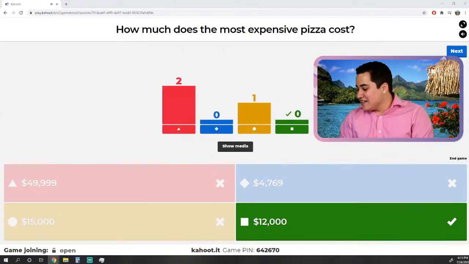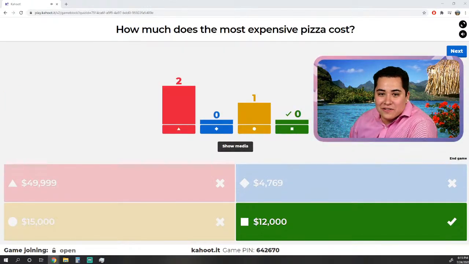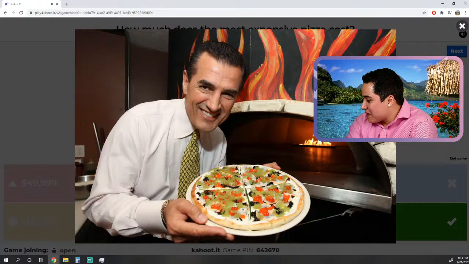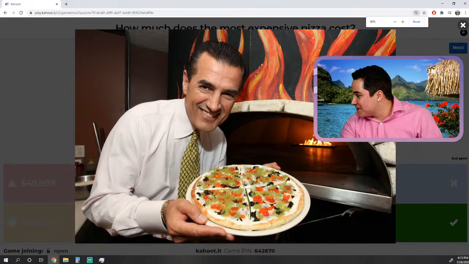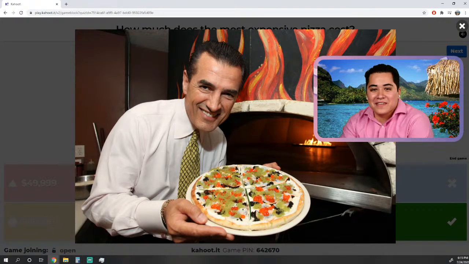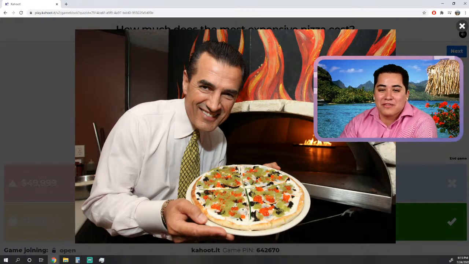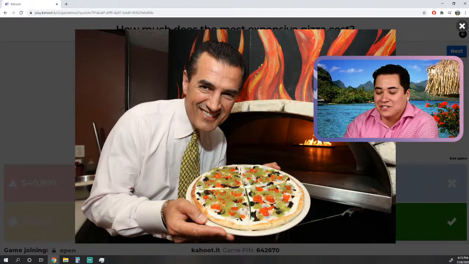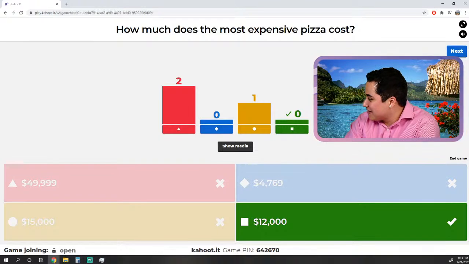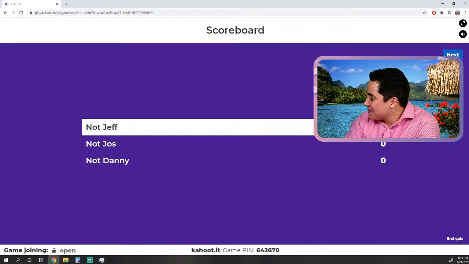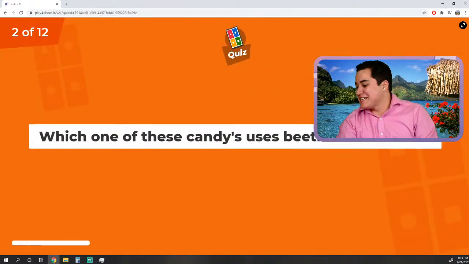It is $12,000. I just want you to look at that pizza. Look at that. Oh, I can't zoom in. Darn. It's got some caviar or something like that, and it's made by 3 different chefs, and it takes 72 hours to make, and yeah, I'm gonna pass on that. So looks like none of us got that right. Shocker. Let's keep moving on here.